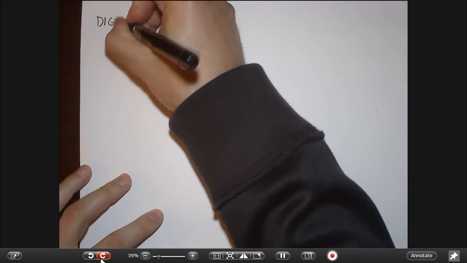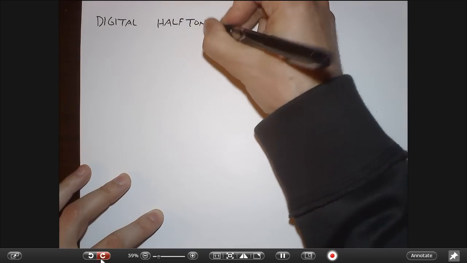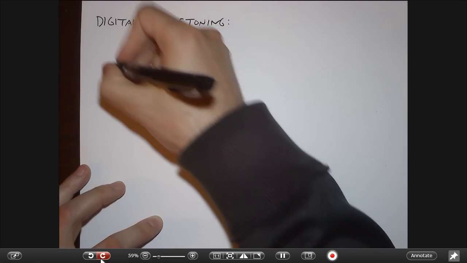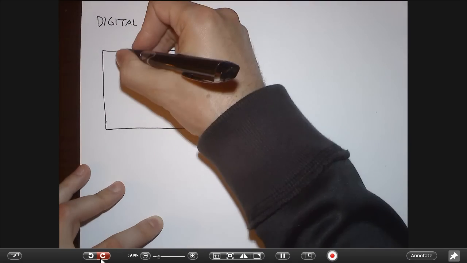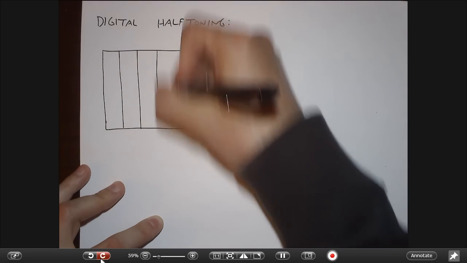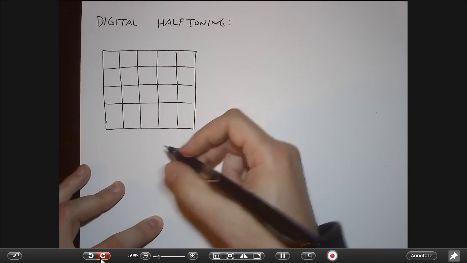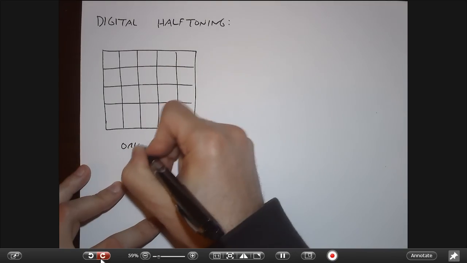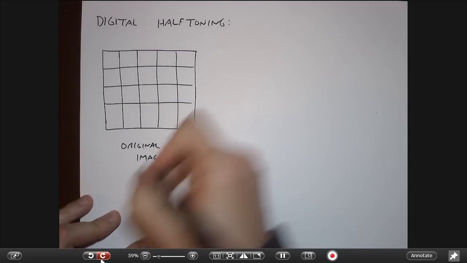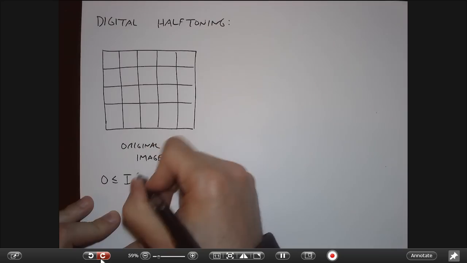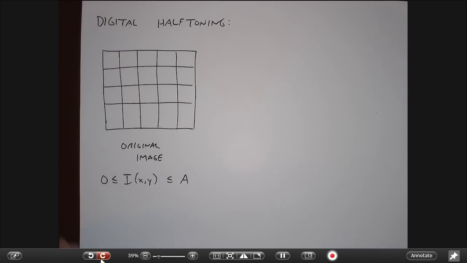So digital halftoning, again, is a very simple idea. What I do is I take my image and I divide it up into blocks. Excuse me. I'm getting over a cold, so my voice is a little croaky. So here's my original image. And I assume it's in the range of 0 to some amplitude A. So in our case, usually A is 255.